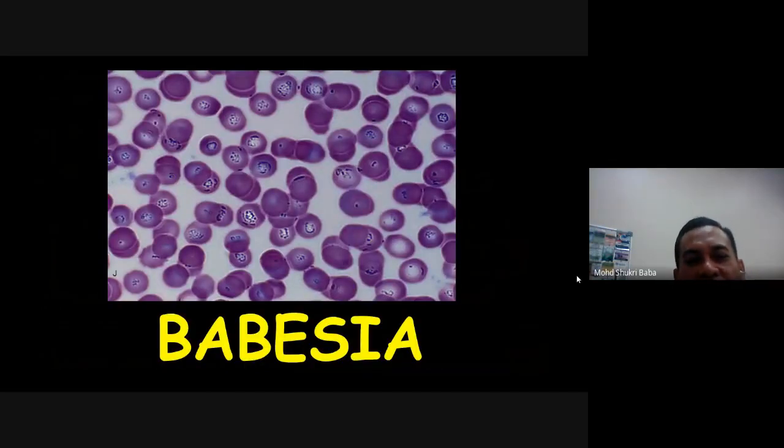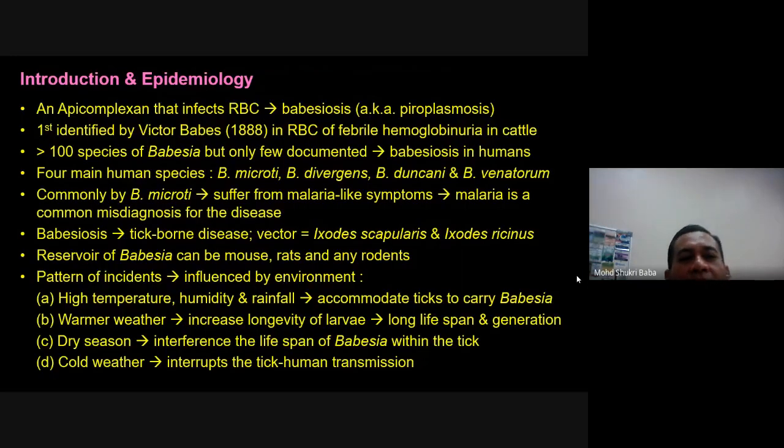Okay, the last one for today, bukan for today, for this session, petang kita belajar malaria. Babesia. Okay, Babesia is an apicomplexan. Sekali lagi dia infect red blood cell. Okay, this one dia infect red blood cell. So the disease cause is babesiosis. Okay, sometimes we call it as piroplasmosis. First identified by Victor Babes in 1888 in red blood cell of febrile hemoglobinuria in cattle.